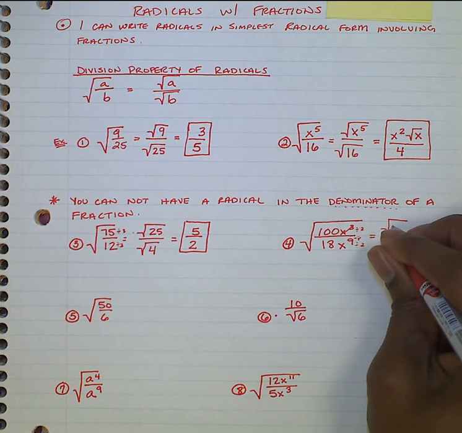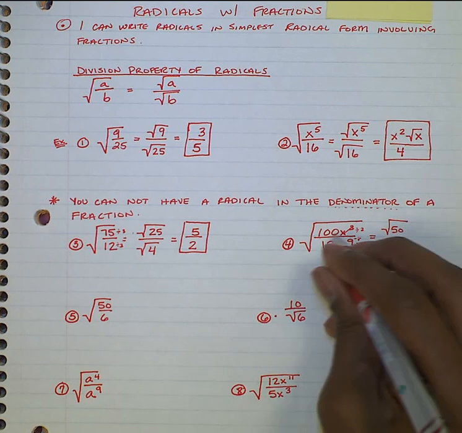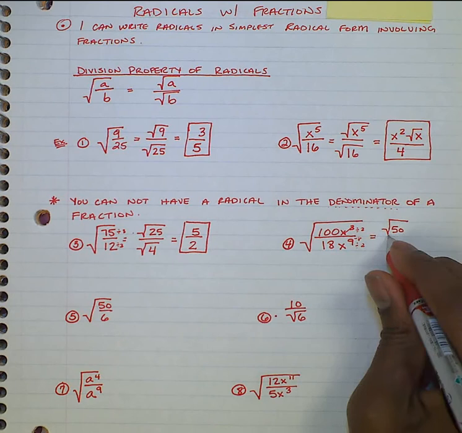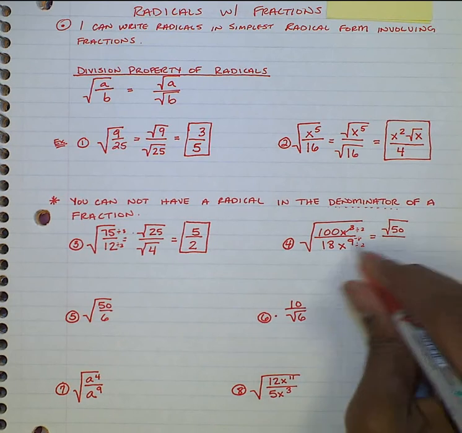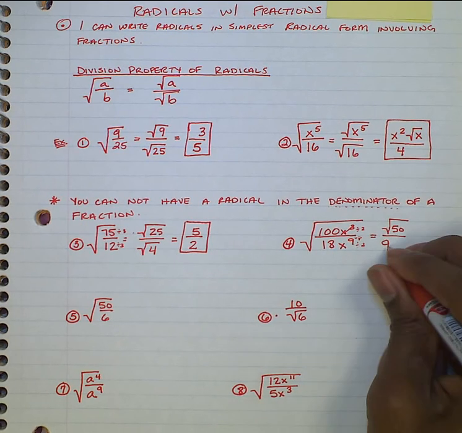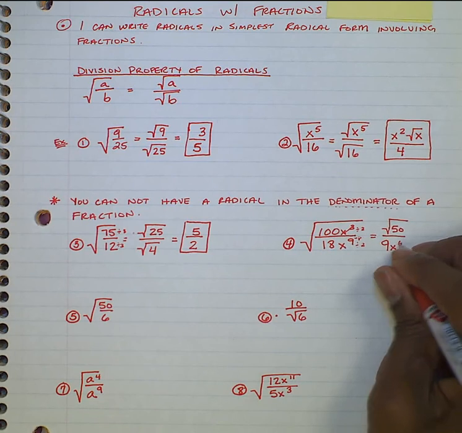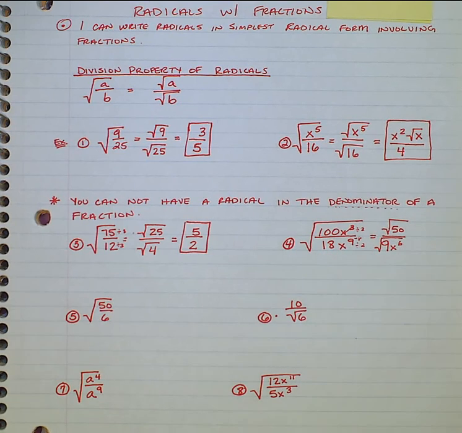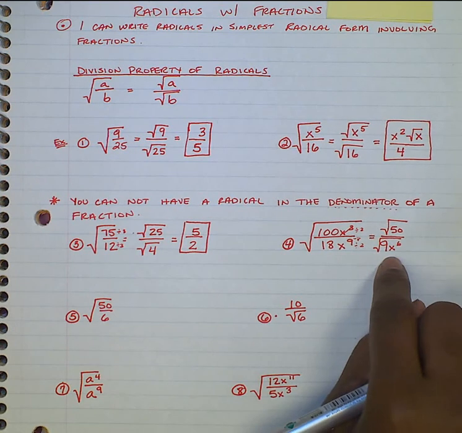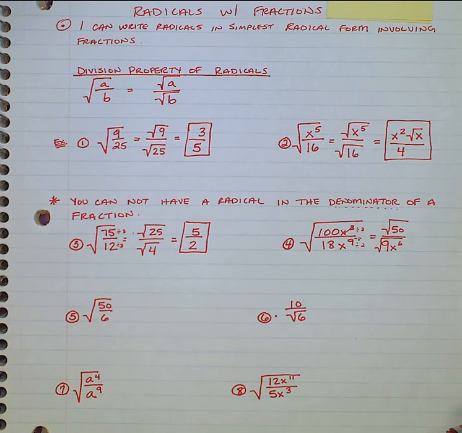radical 50 in my numerator. 100 divided by 2 is 50. Take that down. 9x to the 6th, and that's in the radical as well. And so doing that, now I see that I do have perfect squares in my denominator. That helps me out, kind of simplifies the problem. I'm going to simplify it.